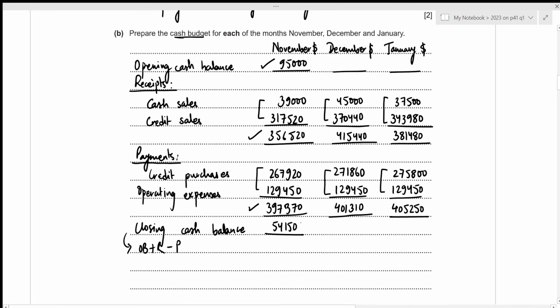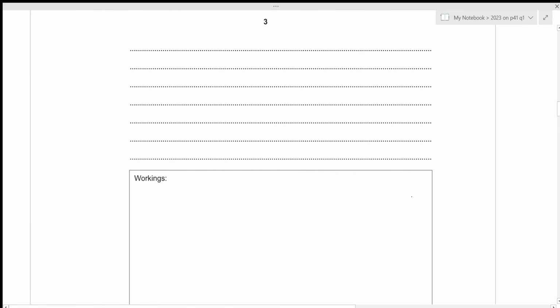Now the closing balance for the month of November will act as the opening balance for the month of December. So the closing balance for December will be 54,150 plus 415,440 minus 401,310, which results in 68,280. Again, this will act as the opening balance for January. And the closing balance for January will be 68,280 plus 381,480 minus 405,250, which results in 44,510. That is all for the second part of this question. Let's move towards the next part.